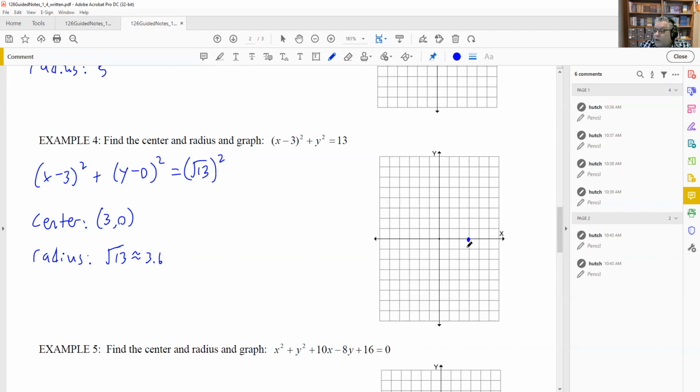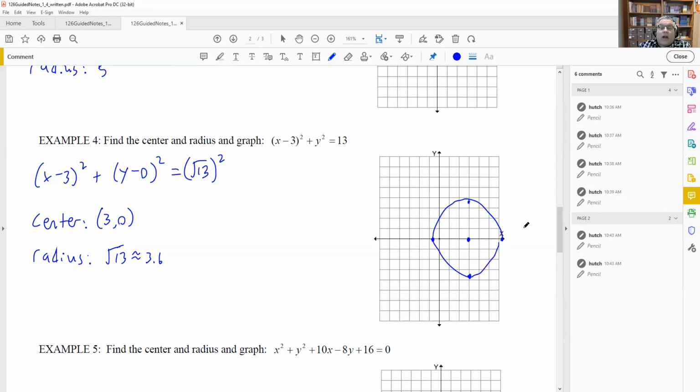So 3 to the right, we don't go up and down any because we have a 0 there. And we're going to go up, down, left, and right about 3.6. So I'm going to go up 3.6, make a dot here, go to the left 3.6, about right there, down 3.6, and then to the left, 3.6 will be just a little bit past the 3 there, so about right there. And then graph it, it's going to look something like this.